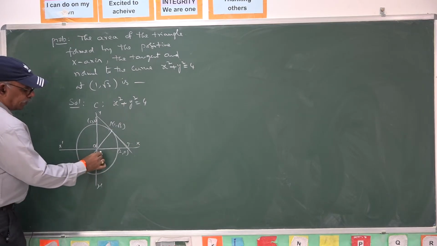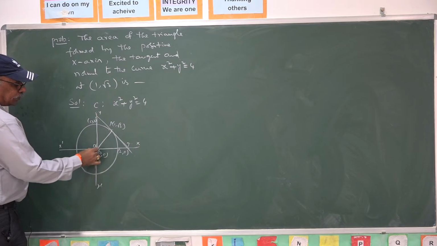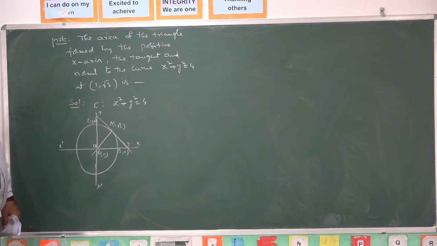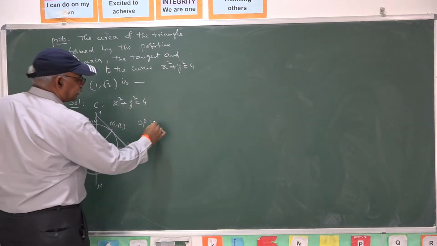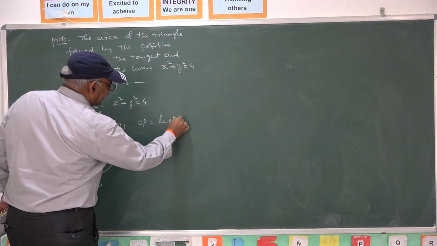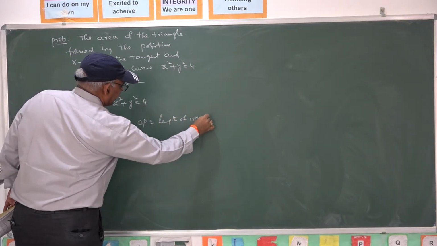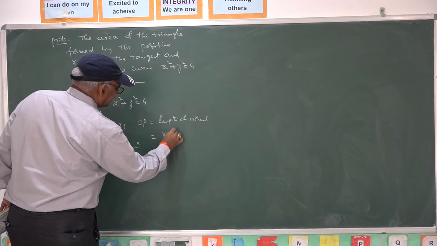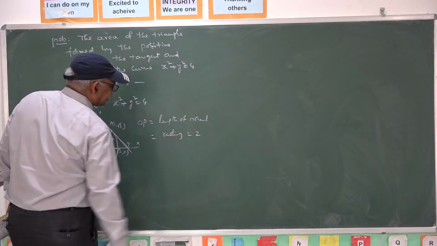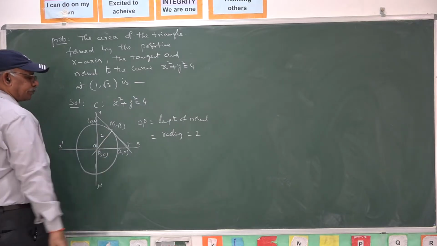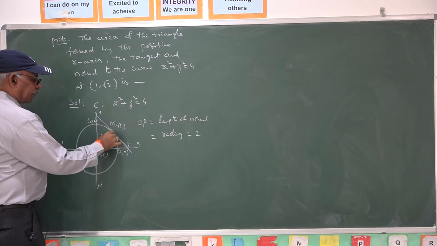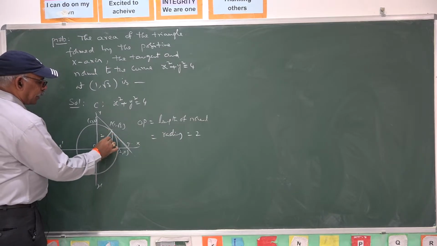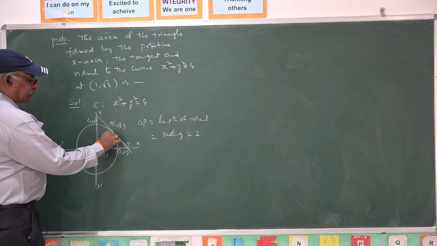Clearly, OP gives us the length of the normal. So, OP, the length of the normal, is the radius itself, that is 2 units. Once you drop the perpendicular from this point, this perpendicular is of length root 3.